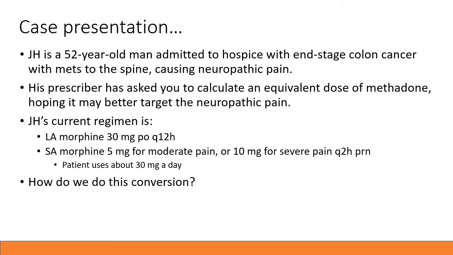So let's revisit our case here. We have JH, a 52-year-old man, admitted to hospice with end-stage colon cancer with mets to the spine, causing neuropathic pain. His prescriber has asked you to calculate an equivalent dose of methadone to what he's currently getting, hoping it could better target the neuropathic pain. His current regimen is long-acting morphine 30 Q12 and short-acting morphine 5 milligrams for moderate pain or 10 milligrams for severe pain every 2 hours as needed. And he's using consistently about 30 milligrams a day. So how the heck do we go about doing this conversion to my favorite drug, methadone?